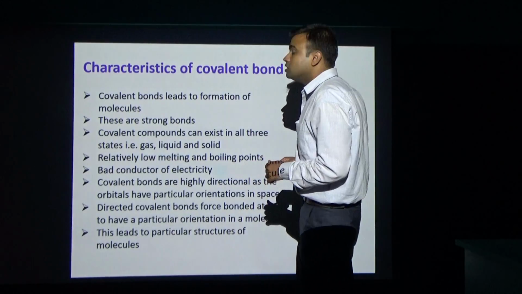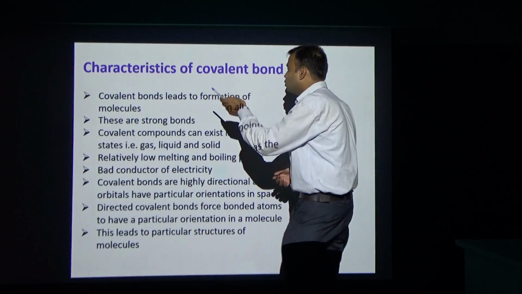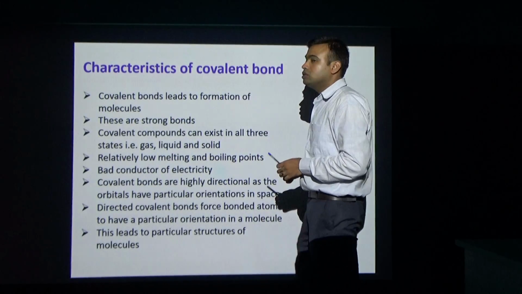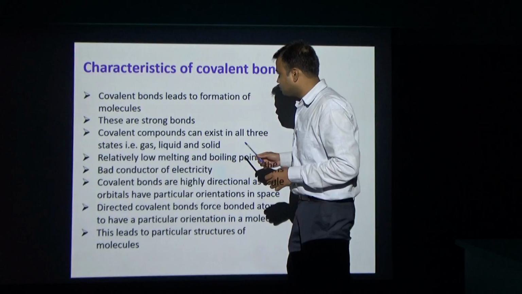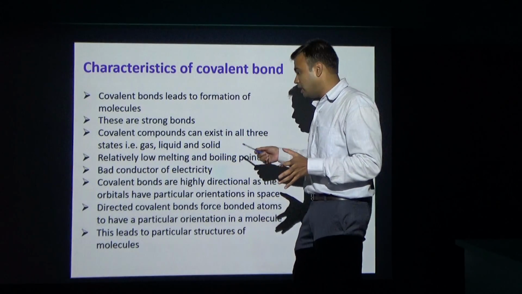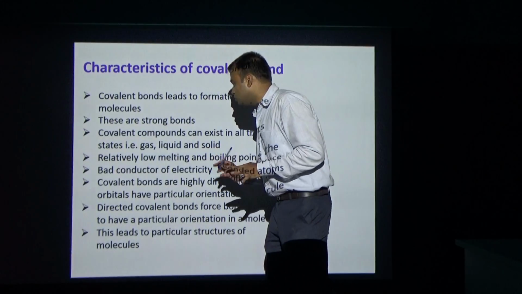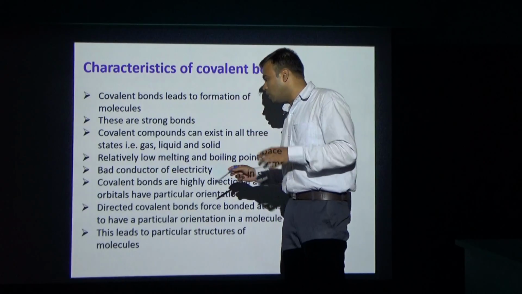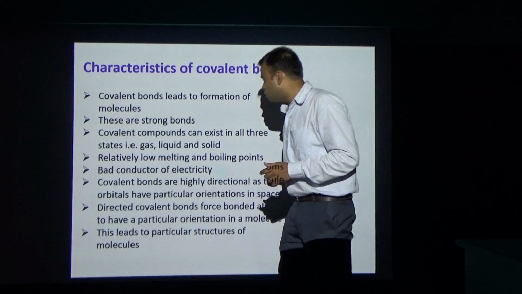Now we'll go to see the characteristics of the covalent bond. As shown here, in the ionic bond they form crystals. Here, covalent bond formation leads to molecules. These are strong bonds, but the covalent compounds can exist in three forms: gas, liquid, and solid. They have relatively low melting and boiling points compared to the ionic compounds. They are bad conductors of electricity.